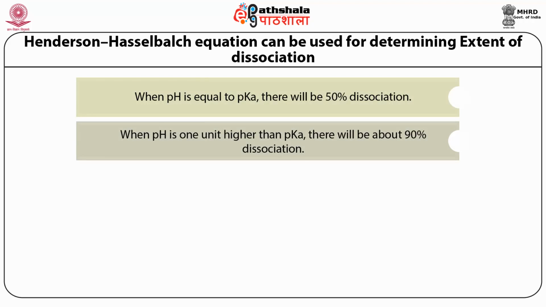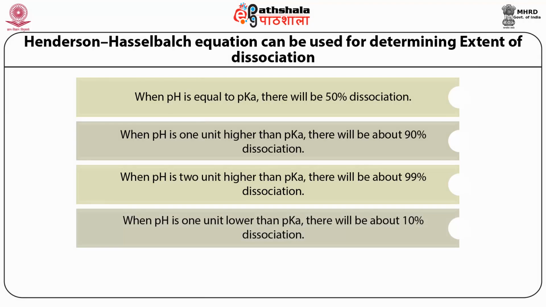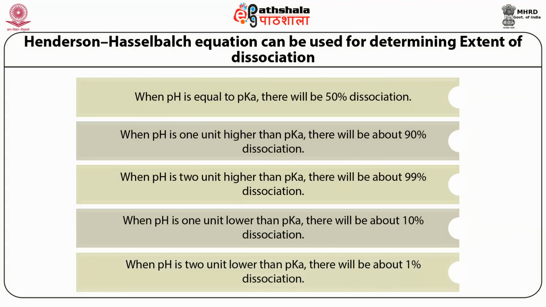When pH is 1 unit higher than pK, there will be about 90% dissociation. When pH is 2 units higher than the pK, there will be about 99% dissociation. When pH is 1 unit lower than the pK, there will be about 10% dissociation. And when pH is 2 units lower than the pK, there will be only 1% dissociation. So this is a very simplified version of the Henderson-Hasselbalch equation, and this will tell to what extent any group is dissociated at a given pH when we know the pK value of these groups.